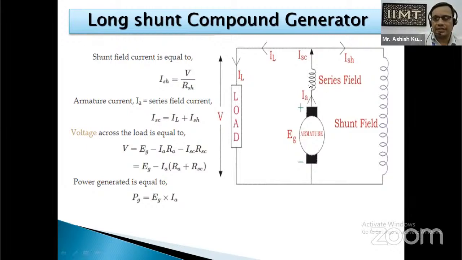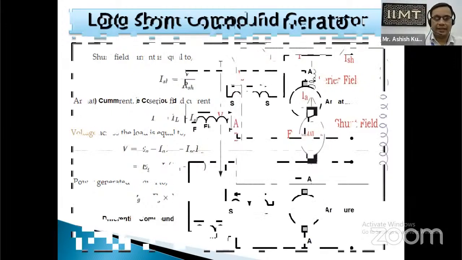As we know that in a series circuit the current is the same, so Ia equals ISC, so we can write it as Eg minus Ia within brackets Ra plus RSC. Power generated at the armature is equal to Eg into Ia, that is the generated EMF across the armature circuit into the armature current, and the electrical power delivered to the load is given by the formula V into IL.